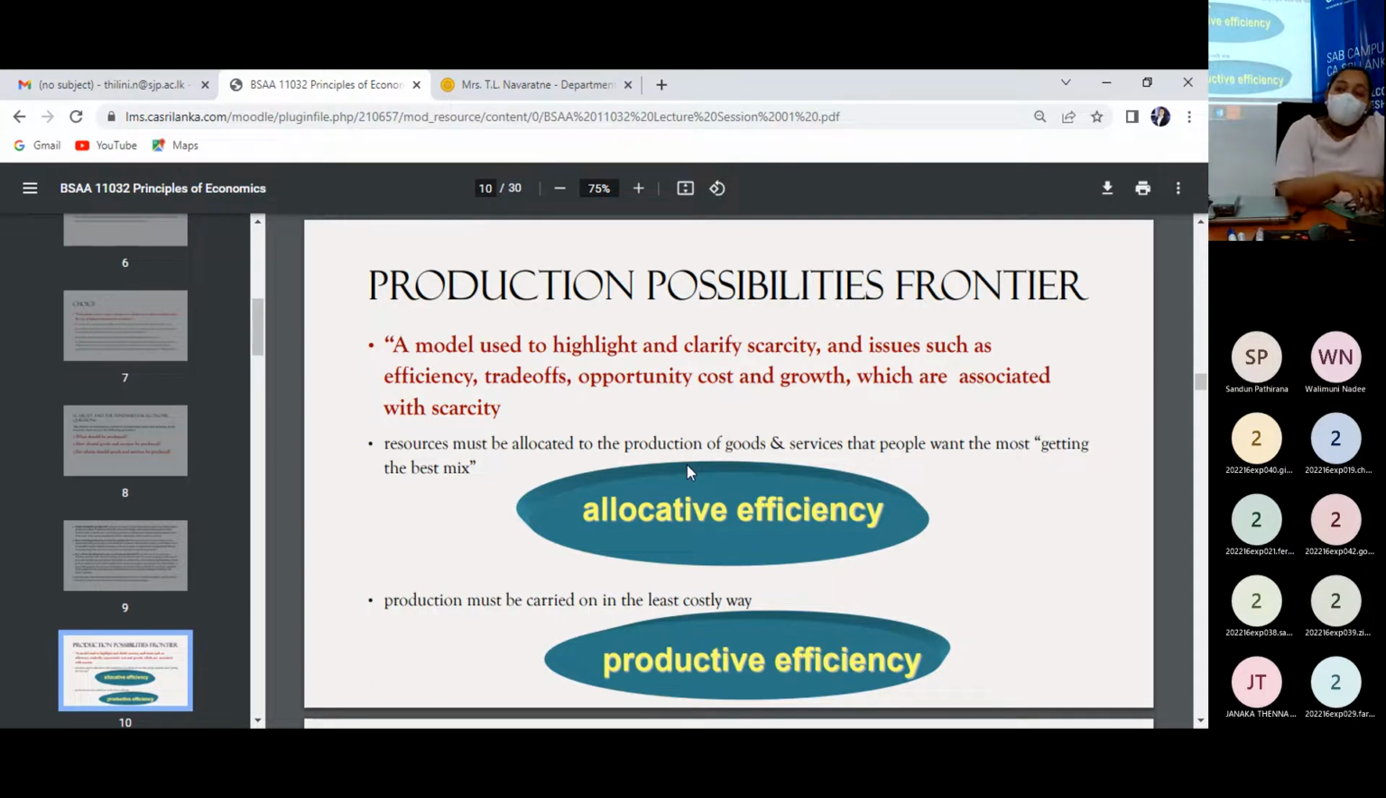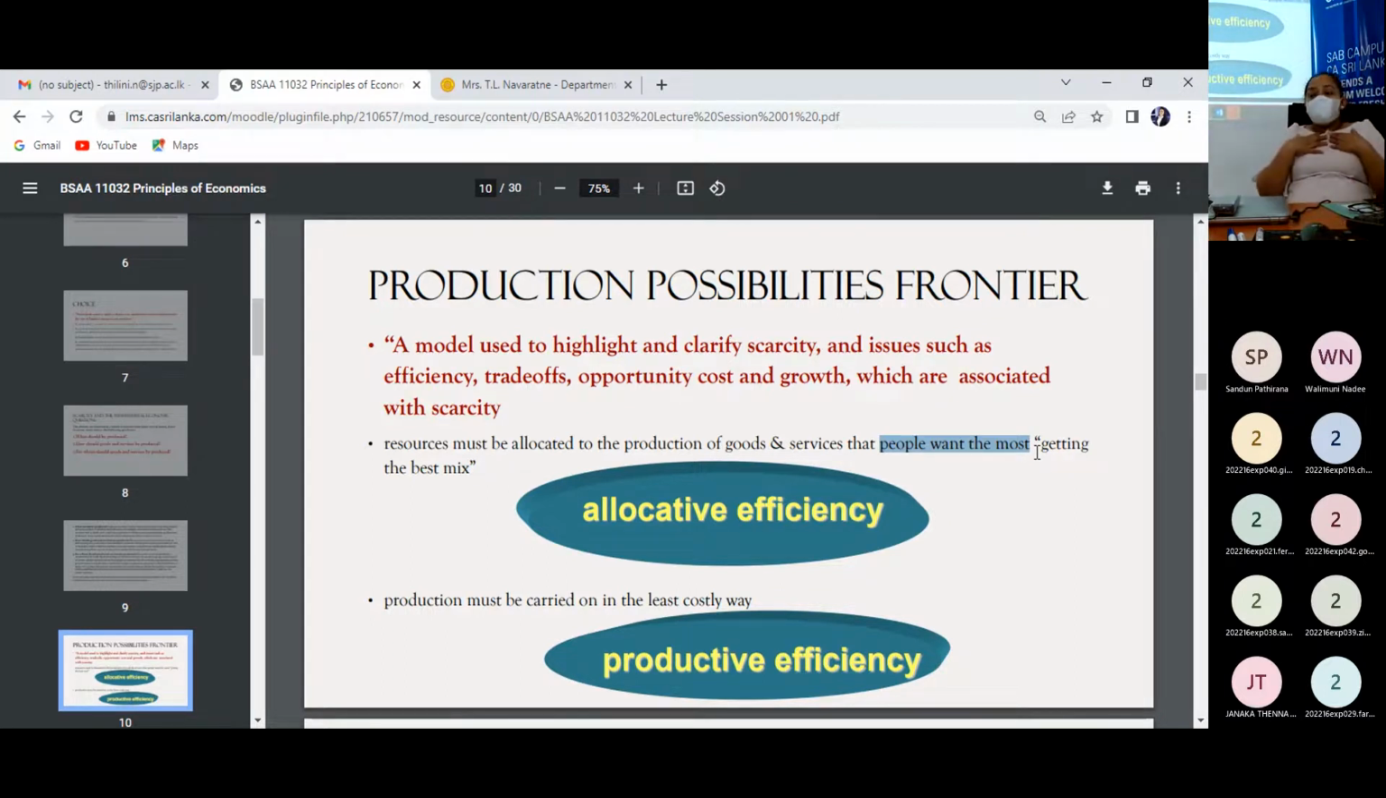In economics, usually we speak of two different kinds of efficiency: allocative efficiency versus productive efficiency. These two circles that are there. Now, what does allocative efficiency mean? If the resources are allocated to the production of goods and services which are needed by the people, right? The most important thing is what the people want the most. If we are producing that for the people, we say we are getting the best mix.